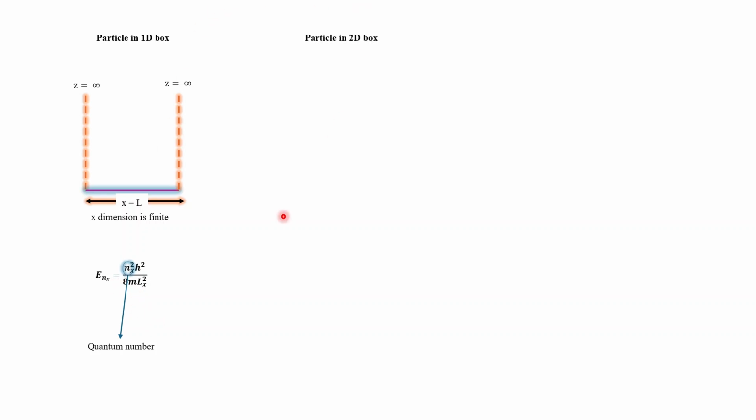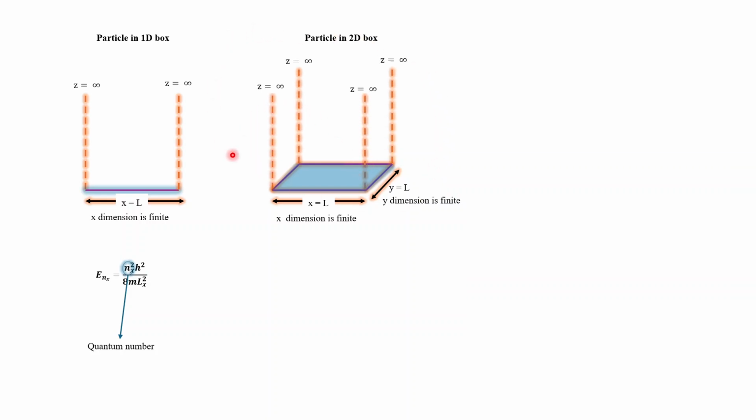Now if we go to another dimension and confine the particle in two dimensions, say x axis L and y axis L, now it's a square. In all other areas the potential is infinite, so it's only confined to this region. The energy formula will have one term for the x dimension and another term for the y direction. Here two quantum numbers come, nx and ny. Previously, with one dimension, there was only one quantum number. Now we have two: one in the x dimension and another in the y dimension.